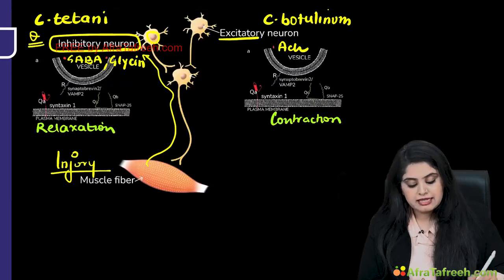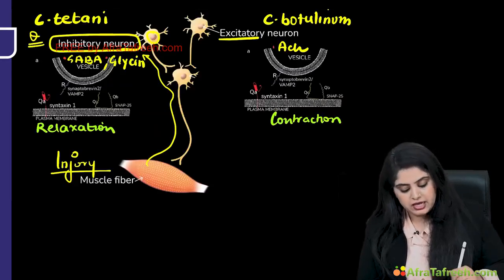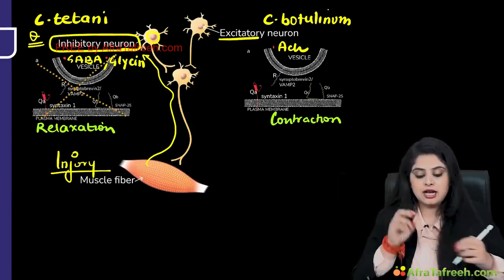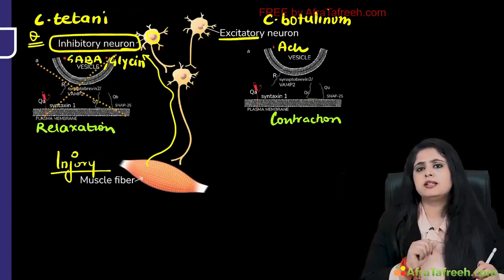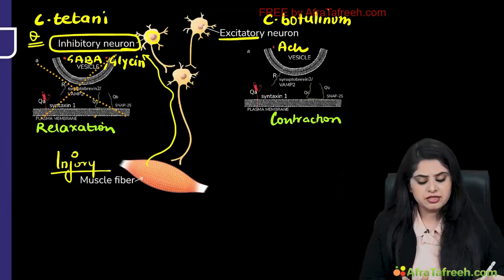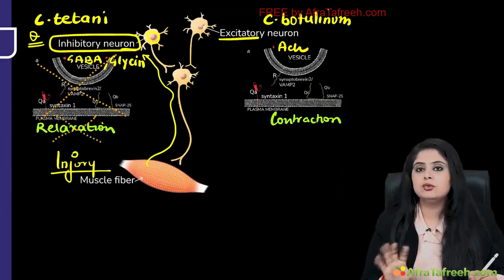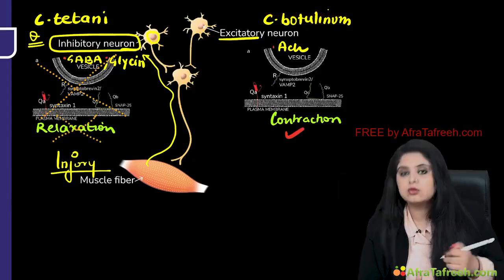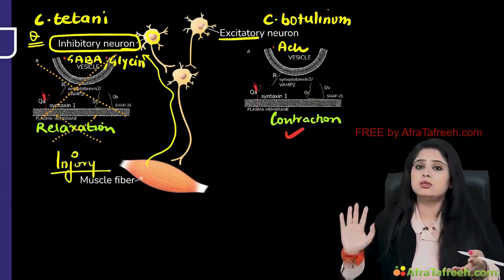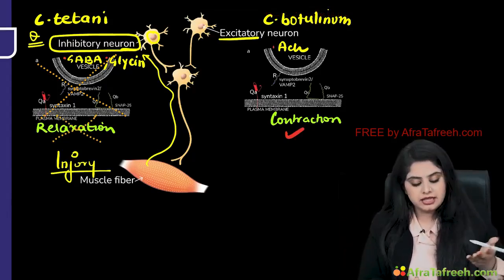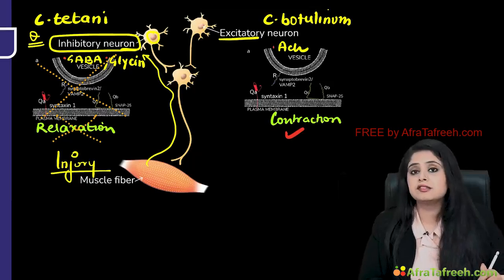So please note that this Clostridium tetani shall not let this fusion happen. The fusion that was supposed to happen, and then GABA glycine had to be released, it will not let that happen. GABA glycine will not release. If GABA glycine will not release, no relaxation will occur. See, contraction keeps happening. That is why contraction keeps happening. Relaxation is not occurring, and that is the reason that it results in muscle spasms.